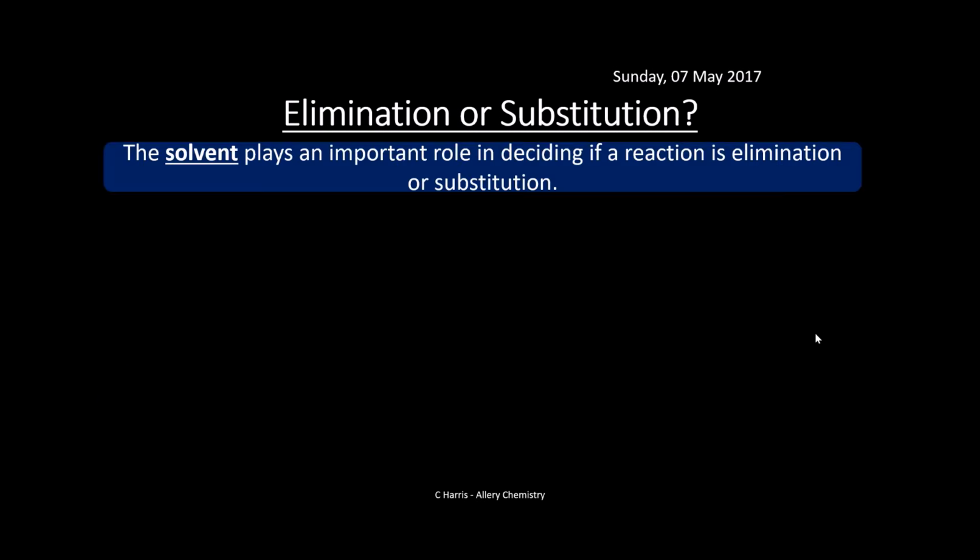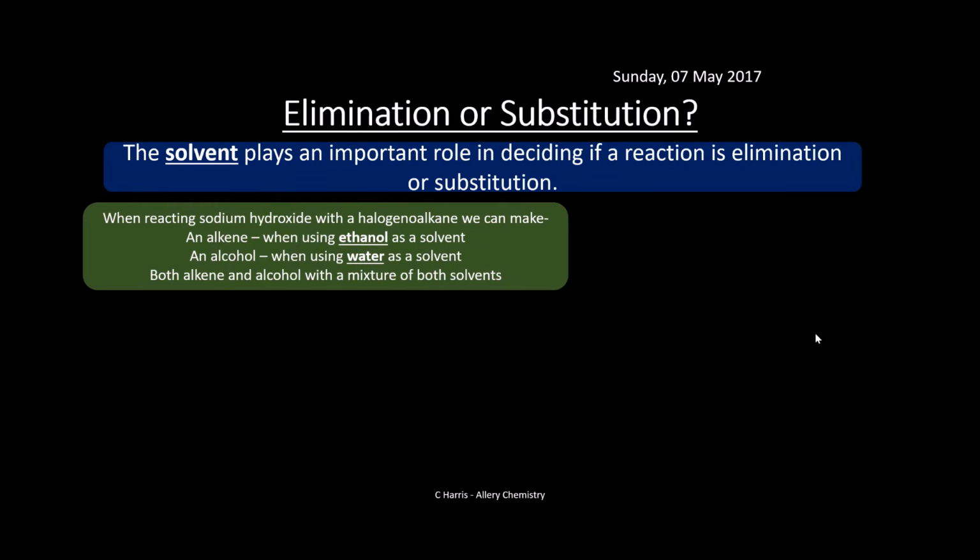So, is it elimination or substitution? Like I say, the solvent plays an important role in deciding if a reaction is elimination or substitution. So, when we react sodium hydroxide with a halogenoalkane, we can make an alkene, which is the one we just saw, using ethanol as a solvent, or we form an alcohol when we're using water as a solvent. But a mixture of both solvents will provide a mixture of both. So basically, if we had alkene and alcohol mixed, we'll get both of these substances formed.